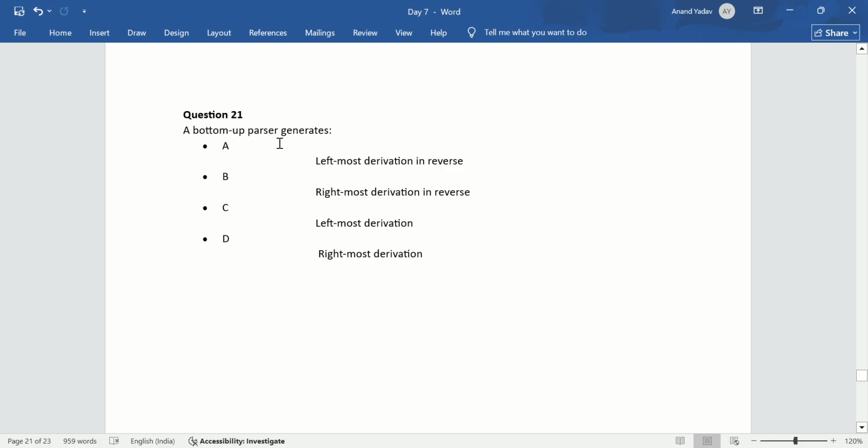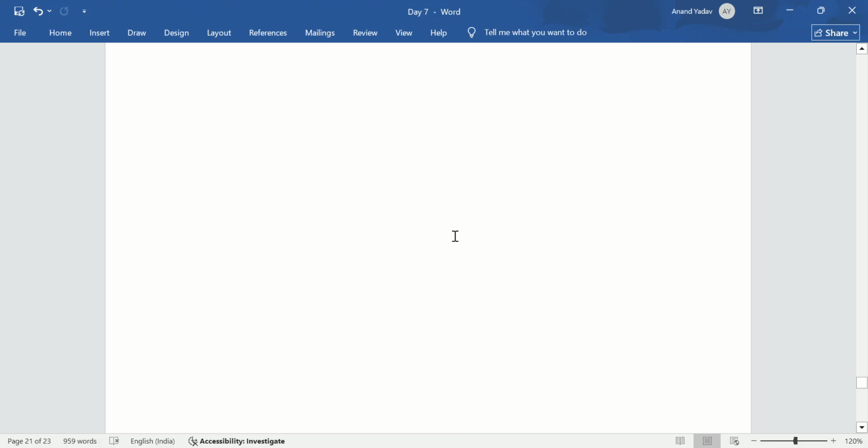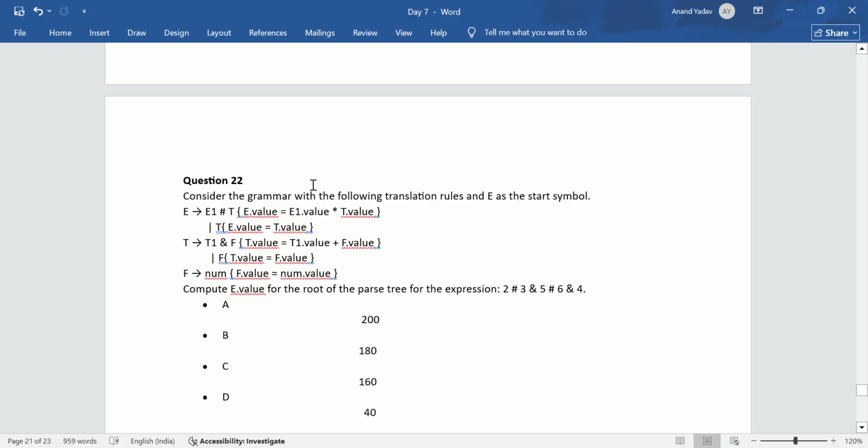Now next one is: a bottom-up parser generates the rightmost derivation in reverse. This is correct. A bottom-up parser works on the rightmost derivation in reverse, not the leftmost derivation in reverse. It works on the rightmost derivation in reverse.